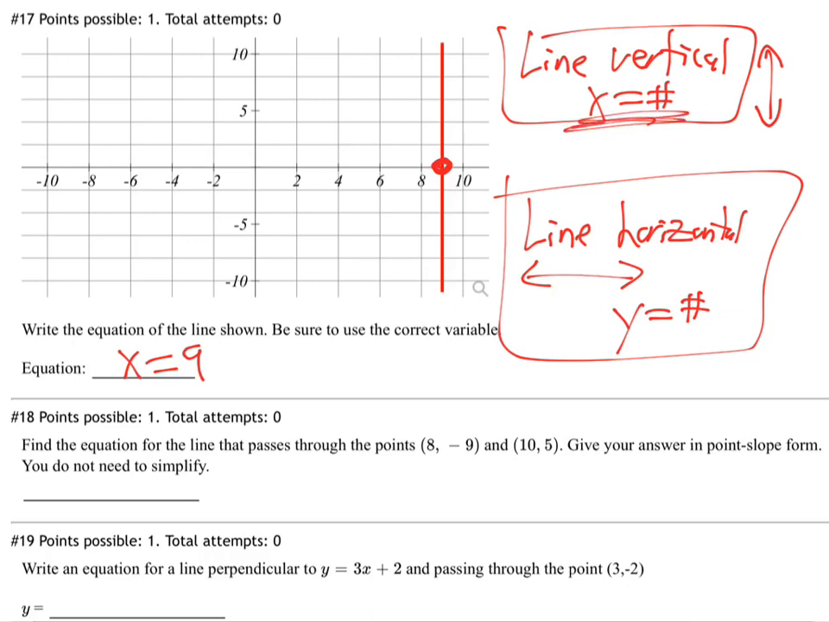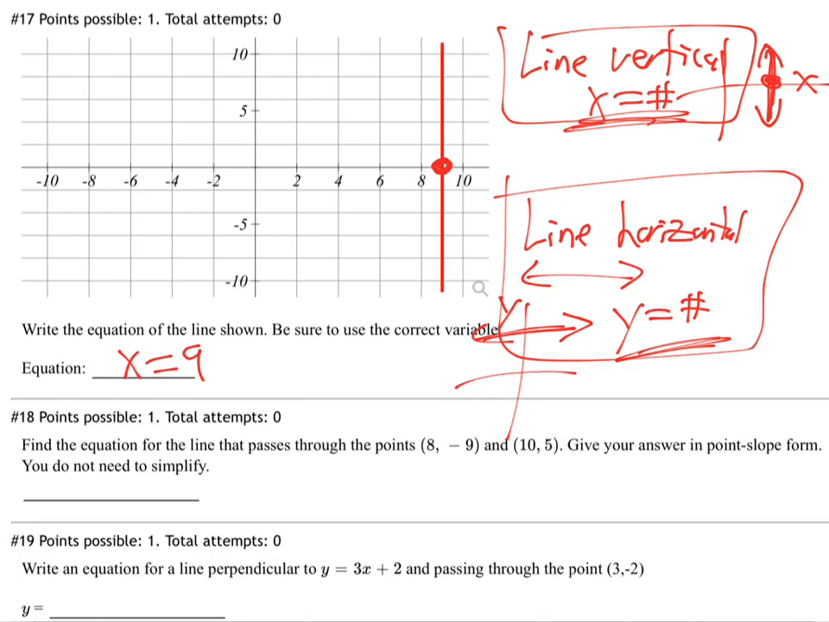If it's straight up and down, it's just going to have x. If it's perfectly sideways, it's just going to have y, because it'll only be hitting the y-axis if it's sideways, and it's only going to be hitting the x-axis if it's straight up and down. So that one's easy. 18.